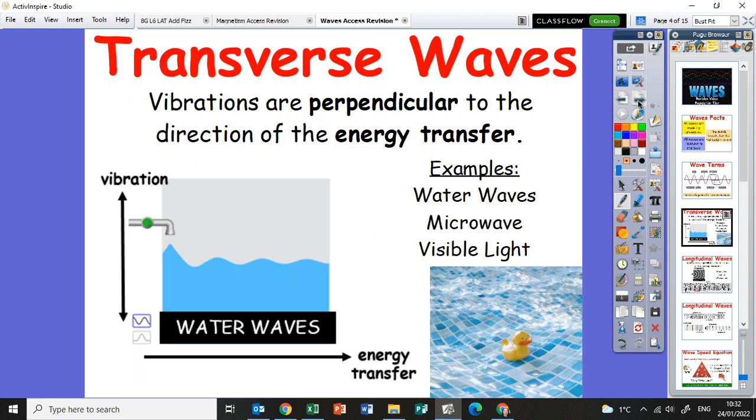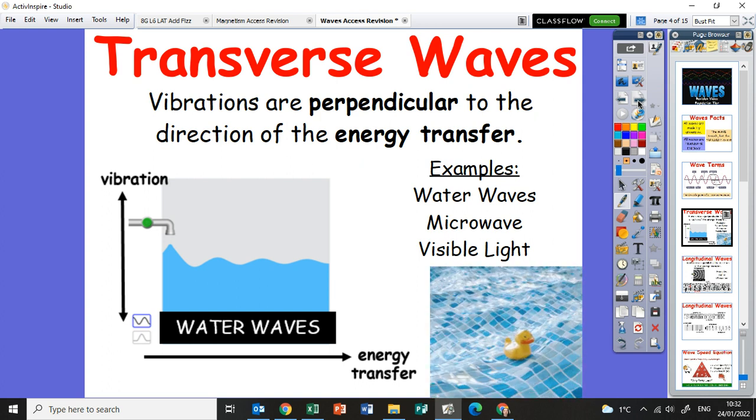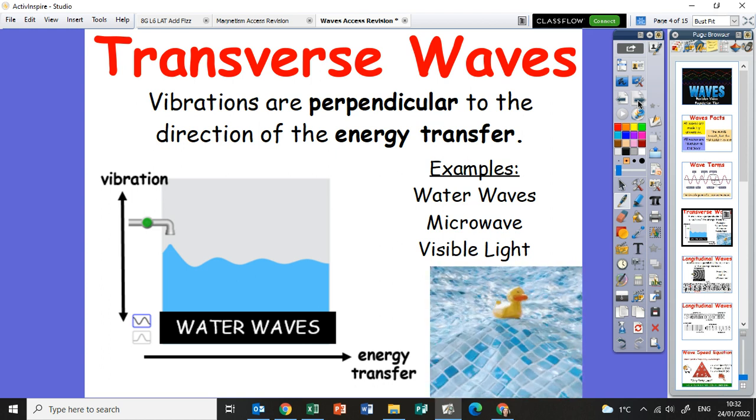Transverse waves have vibrations that are perpendicular to the direction of the energy transfer. There are lots of examples of transverse waves: water waves, microwaves, visible light.